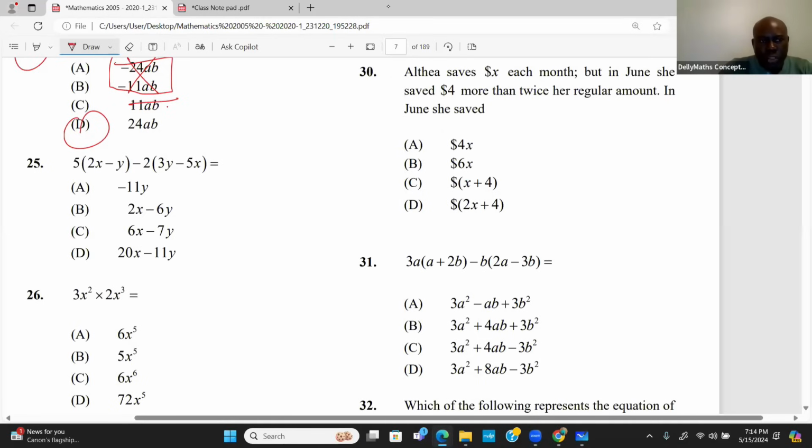So I'm going to distribute. 5 times this is going to give me 10x. 5 times this is going to give me -5y. -2 times that is -6y. -2 times this is +10x. So you can see I'm getting +10, -11y. So yeah, you just take your time and you work out your algebra. So your regular algebra skills.